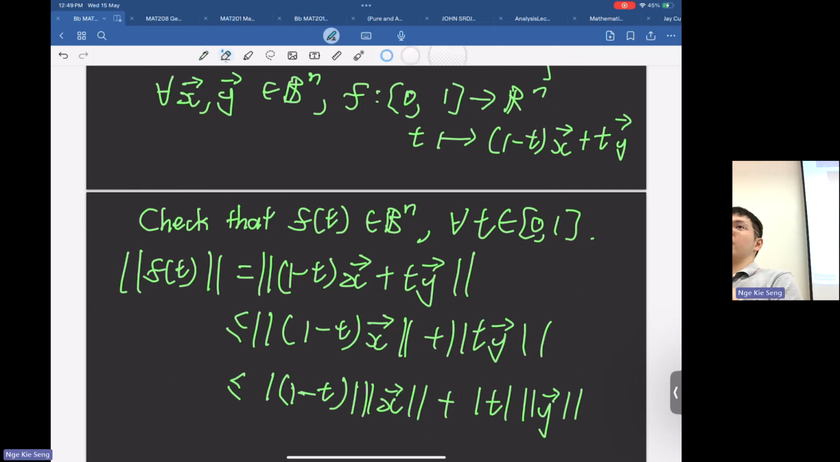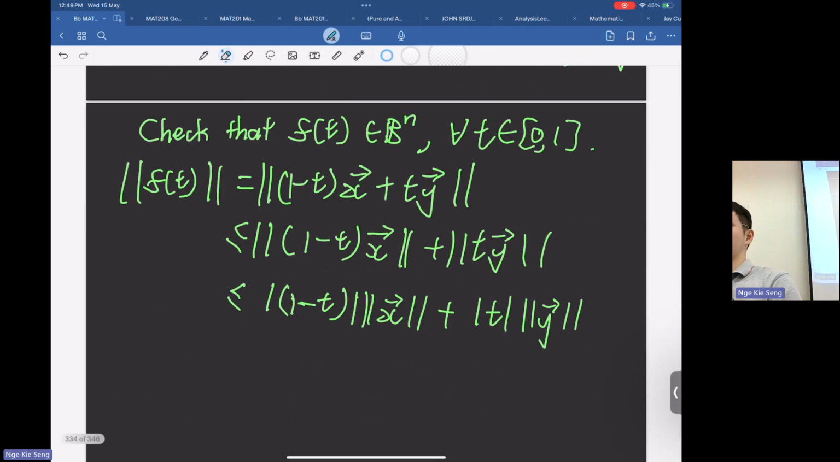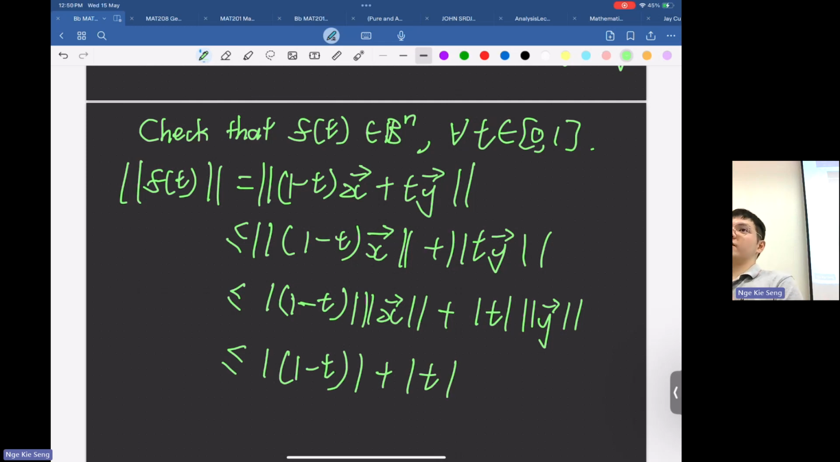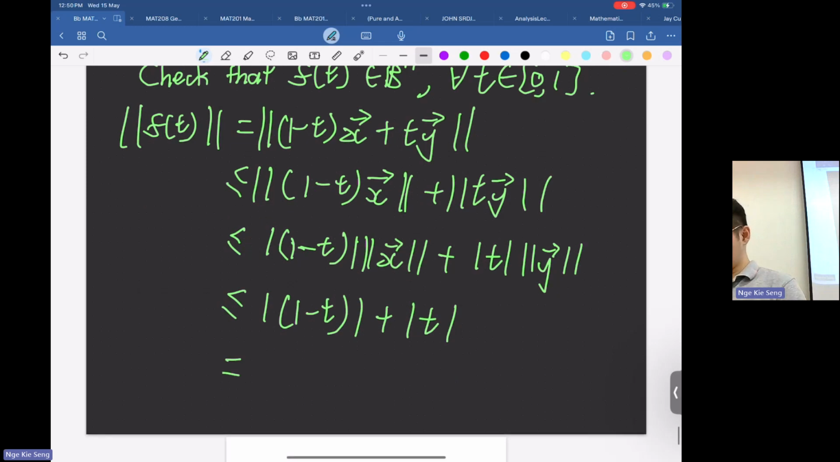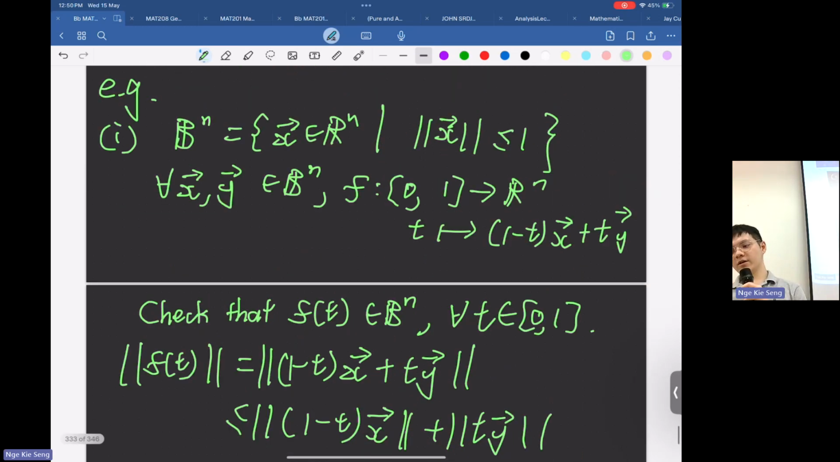Okay, but s and t are points in the unit ball. So in particular, their length is less than or equal to 1. So this is really just the value of 1 minus t plus the value of t. But t is between 0 and 1, always positive. So this is really just 1 minus t plus t, which is equal to 1. So every point is in our topological space.